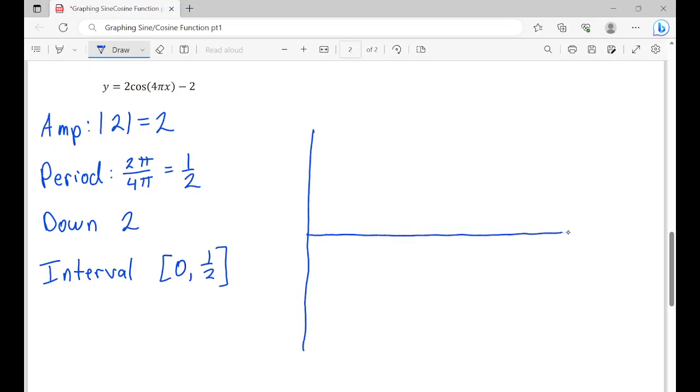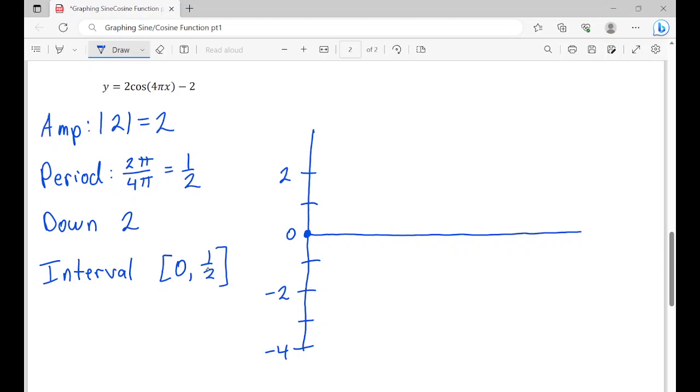So set up my graph. Now cosine has an amplitude of 2, so it means up 2 and down 2, but it's also been shifted down 2. So normally it would start up here at 2, but in this case, because it's been shifted down 2, it's going to start here at 0, and it would have stopped right here at negative 2, but in fact it's going down to negative 4. So still it has an amplitude of 2 because its middle here is at negative 2.